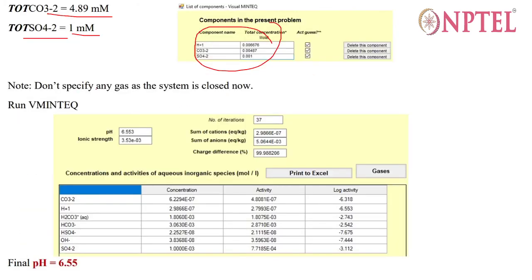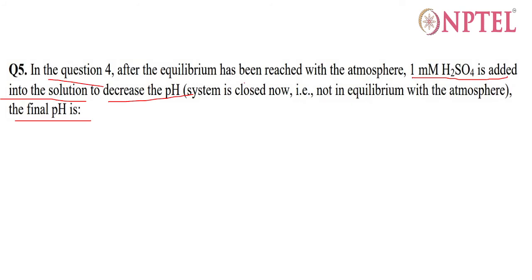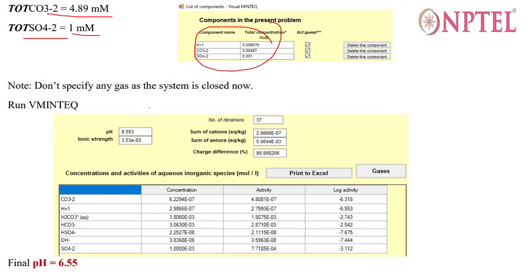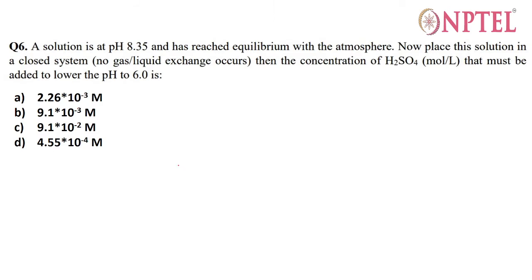This is a closed system, right? Yes, this is a closed system, not in equilibrium with the atmosphere. So we don't need to go for the specified gas. No need to go there. Just run Visual MINTEQ and you will get the pH as 6.55. So this is our final pH. This is also a very easy question. Let's go to the next one.